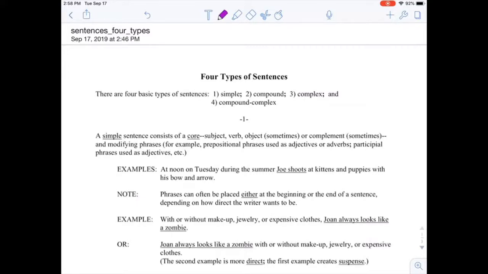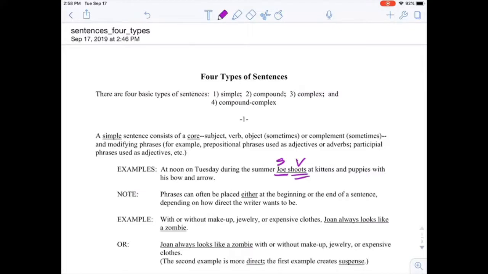Here's an example. At noon on Tuesday during the summer, Joe shoots at kittens and puppies with his bow and arrow. The sentence is about Joe, he's the subject, and shoots is the verb. All the rest are complements and objects of the sentence. What does Joe shoot at? Kittens and puppies with his bow and arrow. If you only have one subject and one verb, then you generally have a simple sentence.